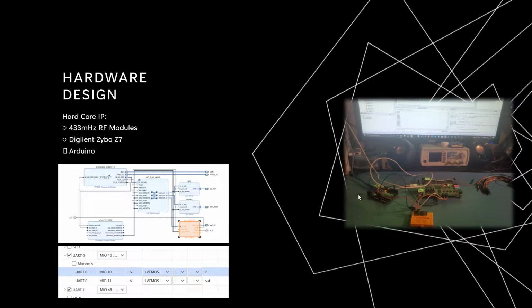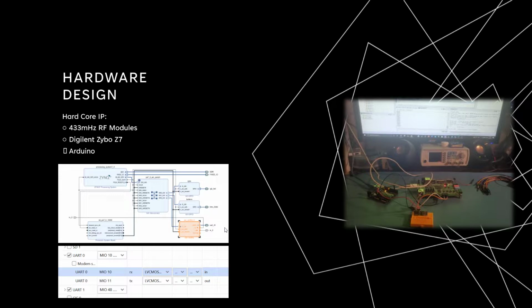Basically, we're using our Arduino as our transmitter device, and we're using the SoC development board as the receiver. So essentially, what's going on is the Arduino is transmitting information at 433 megahertz, and the SoC development board is receiving that at 433 megahertz, and they're using UART protocol.